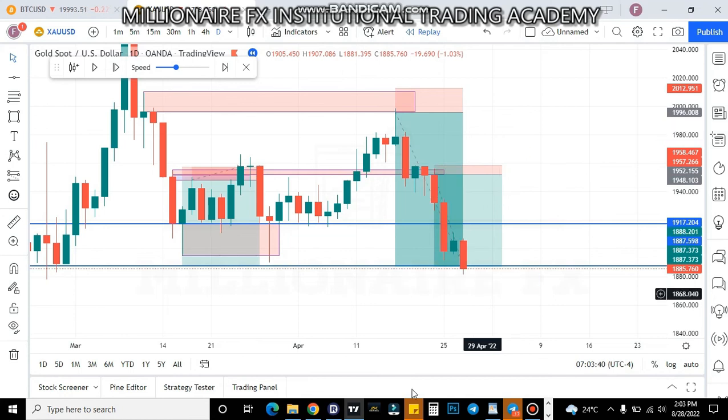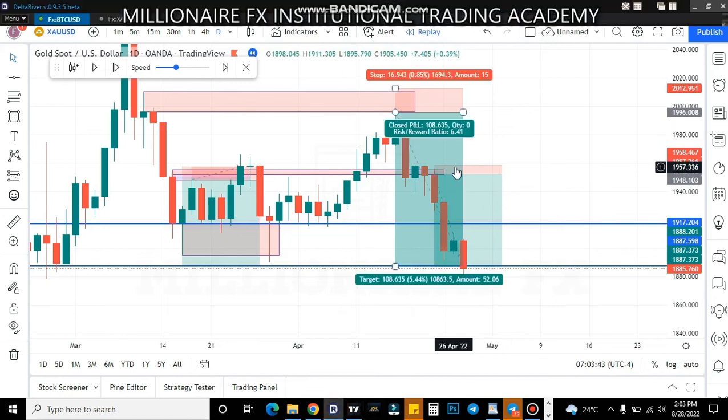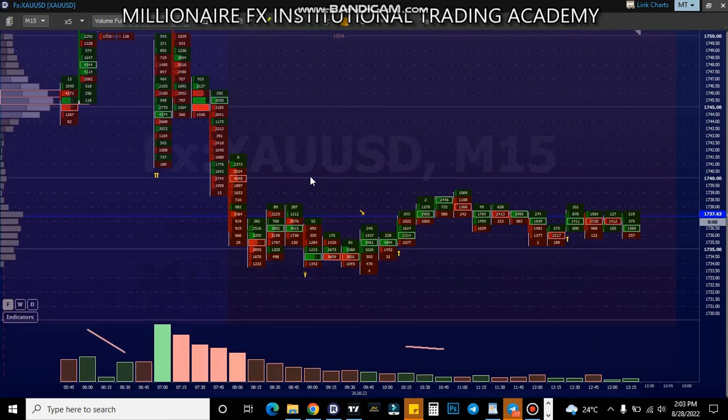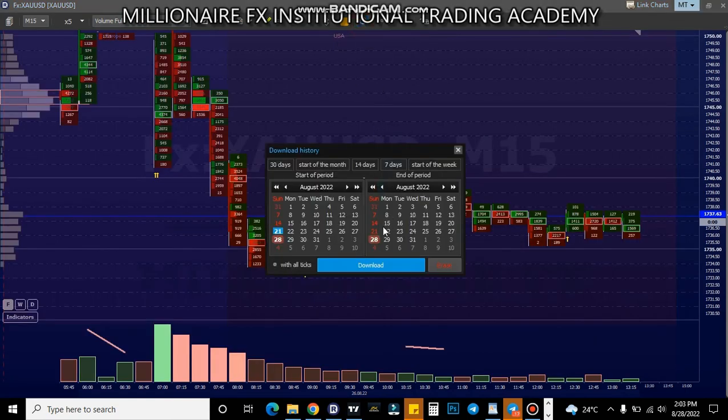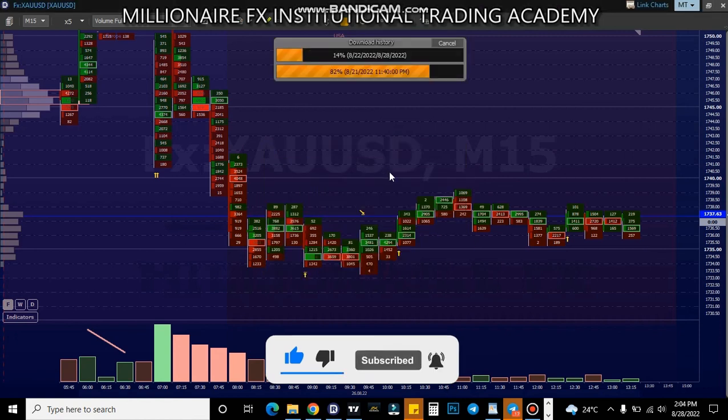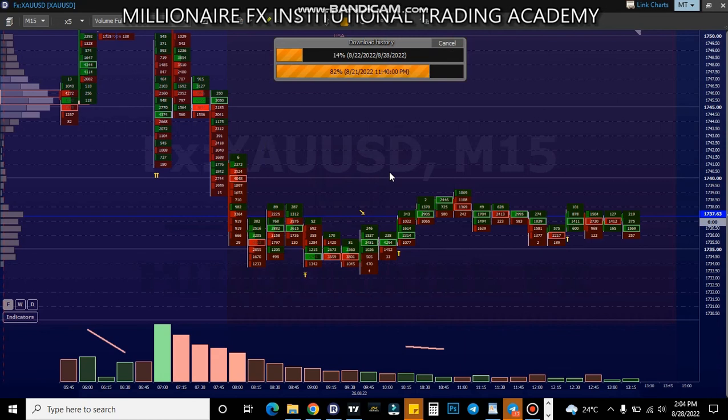Unless you have software like the footprints. Okay, this is gold now. I can see it, and I can even download data. Let's say today is, let me see the date, today is 28th. So I can download, let's start from this, and then I can download this data, and then we can see how the entire week moved. So it's downloading the data from Monday till today.